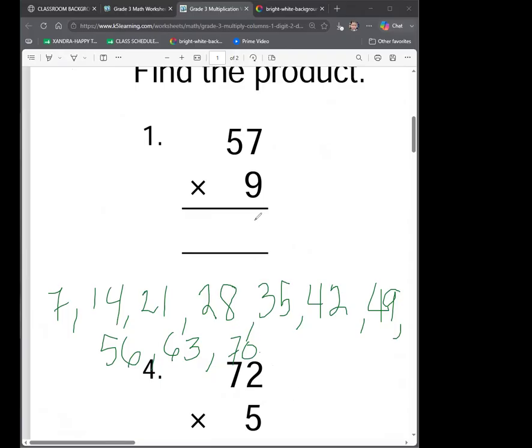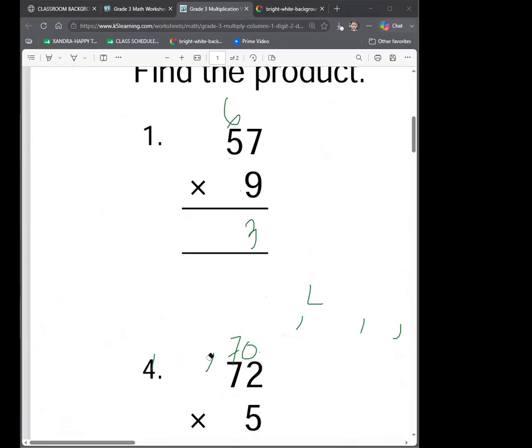So, what am I going to write down below the 9? I think you have to go with the 3. And then on top of the 5 is 6. Okay, what is 5 times 9?